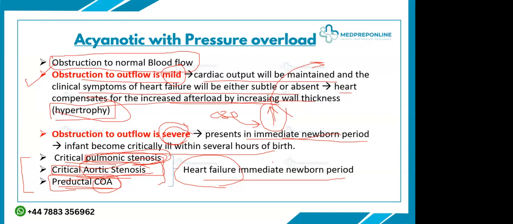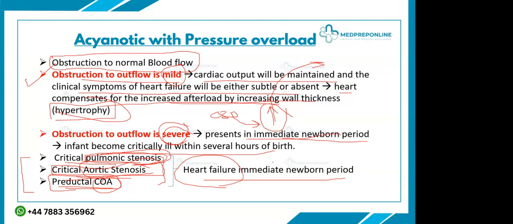And the other aortic stenosis, which is mild to moderate obstruction, is going to present later in childhood, and that will also be an incidental finding. So it comes under the heading of acyanotic congenital heart disease. Similarly, is the coarctation of aorta.